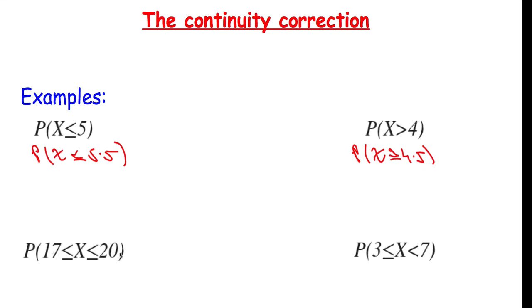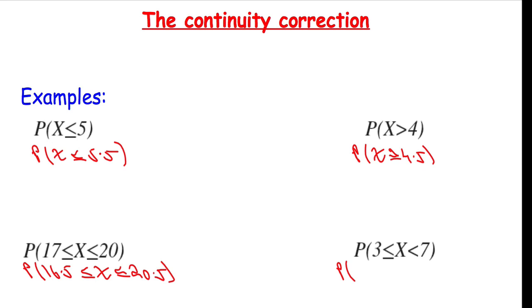What about between 17 and 20 inclusive? Well, I could have been as low as 16.5, and could have been as high, because it includes the 20, as 20.5.